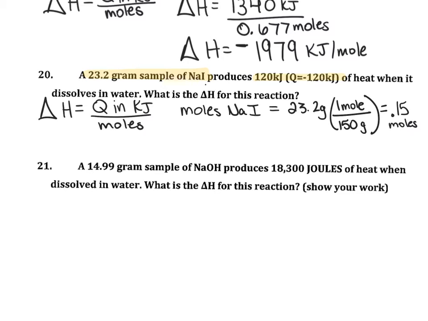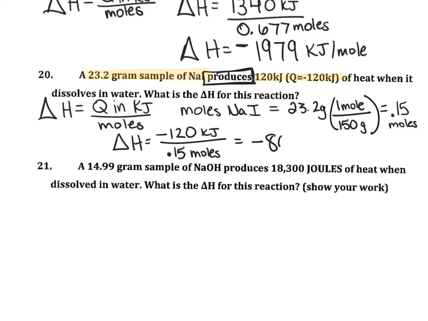Now I'm also going to notice it says produces. That means energy is going out, so my Q is negative. Negative 120 kilojoules of energy is going to be divided by 0.15 moles. Once I calculate that, I get negative 800 kilojoules per mole as my answer for that problem.